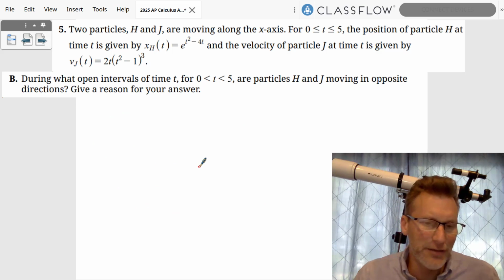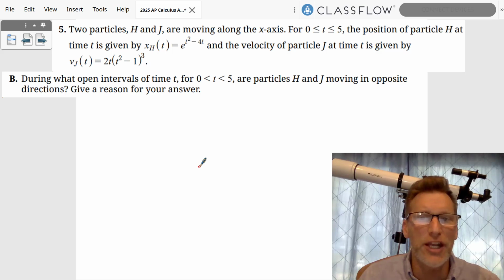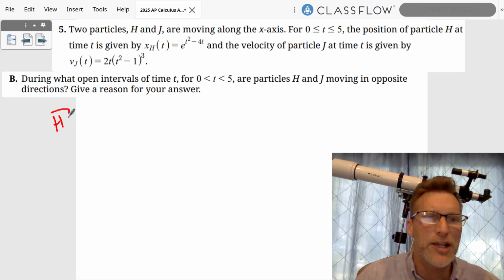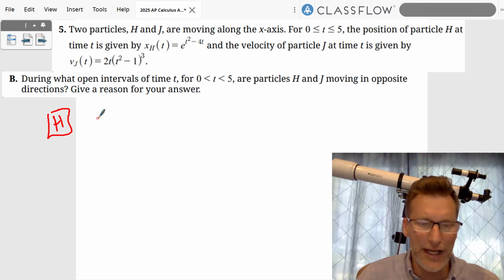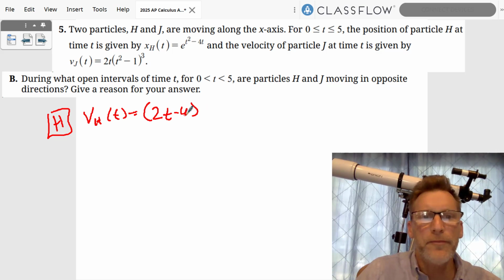Part B was, I think, probably the most difficult part. We want to take a look at where these particles H and J are moving in opposite directions. So let's take a look at H first. We know the velocity of H with respect to time. I just found it. It was 2t minus 4 times e to the t squared minus 4t.